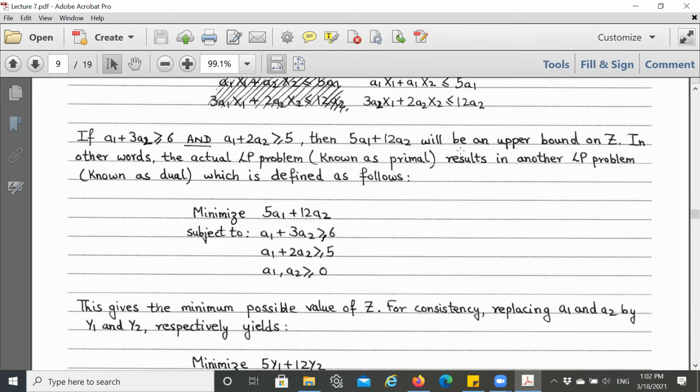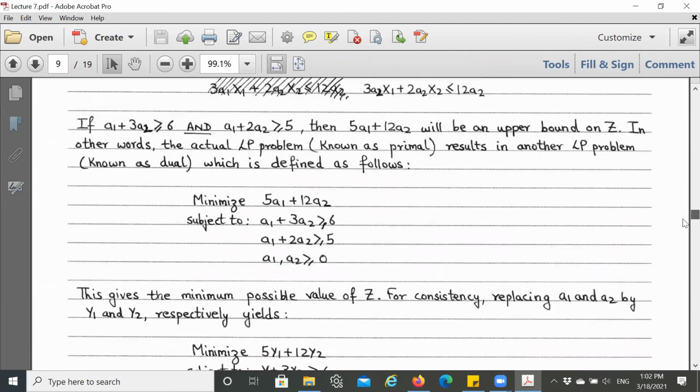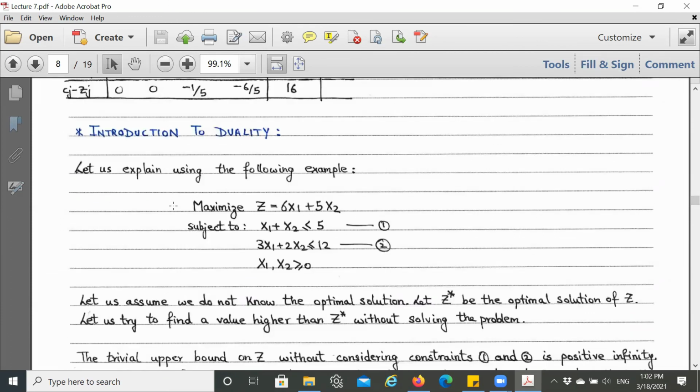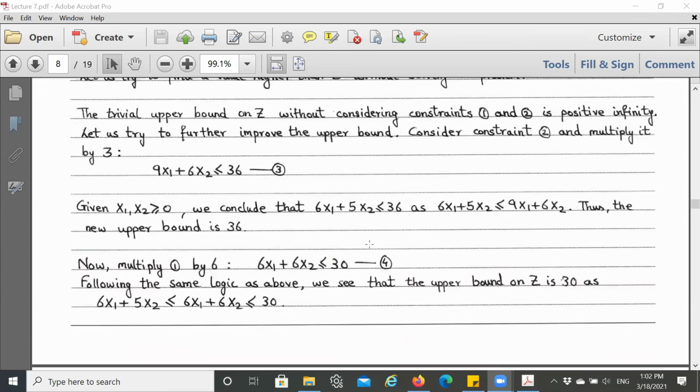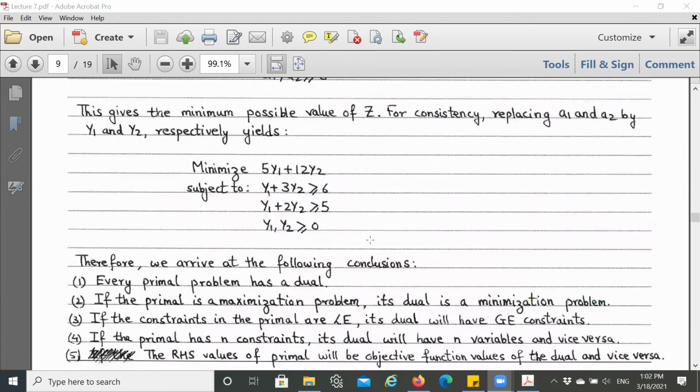Okay, good. So this problem that we saw over here, this actual LP problem, is the primal form, the primal LP problem. This is the actual problem that we have, the primal problem, and now we want to obtain the dual. So this being the primal, let's look at the dual. Where is it? Okay, here.